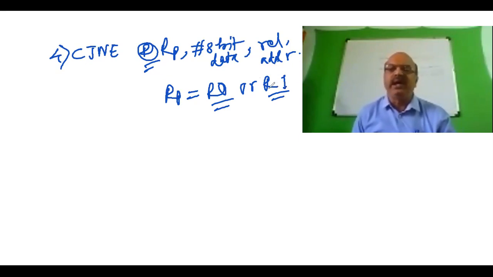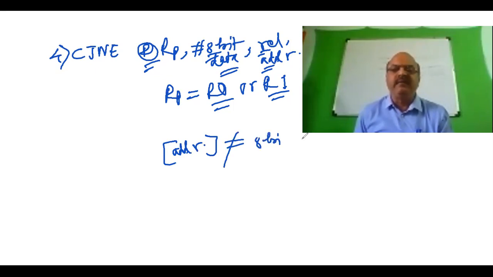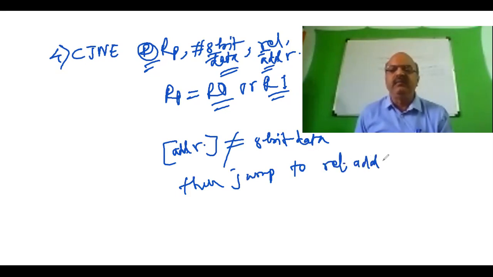Correct. We are putting some data at that address. Second data is already there in the instruction itself. And third is relative address where you want to jump. Okay, so in this case, the data in the address, if that is not equal to the 8-bit data, that is second data, then jump to relative address. So relative address is 8-bit.